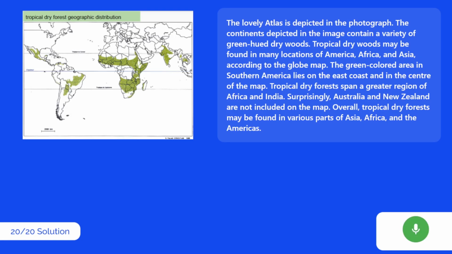The lovely atlas is depicted in the photograph. The continents depicted in the image contain a variety of green-hued dry forests. Tropical dry forests may be found in many locations of America, Africa, and Asia, according to the globe map. The green-colored area in South America lies on the east coast and in the center of the map. Tropical dry forests span a greater region of Africa and India. Surprisingly, Australia and New Zealand are not included on the map. Overall, tropical dry forests may be found in various parts of Asia, Africa, and the Americas.